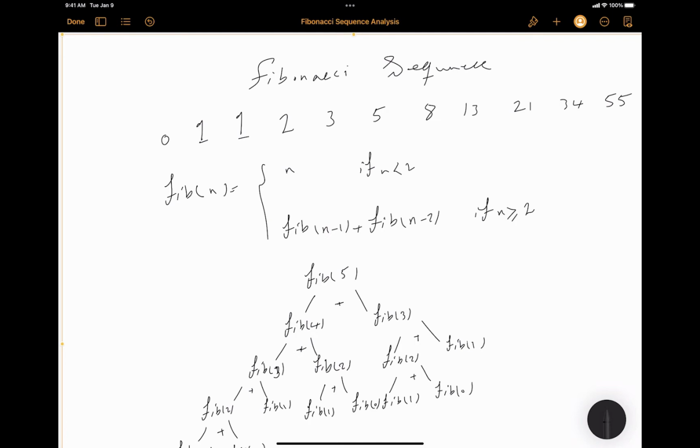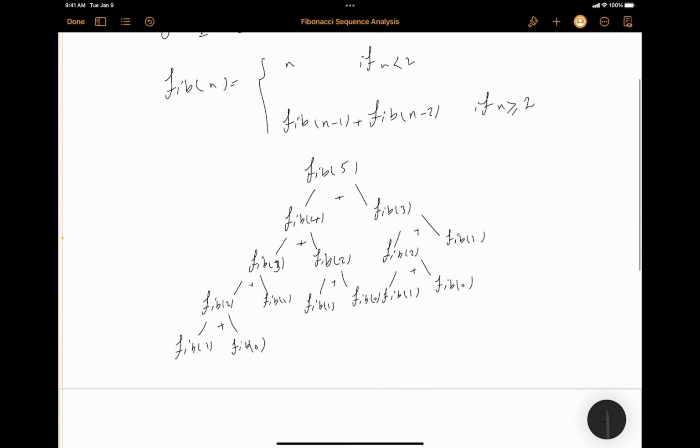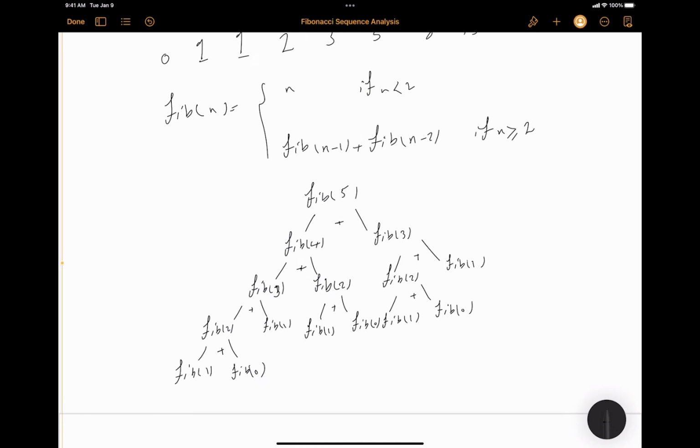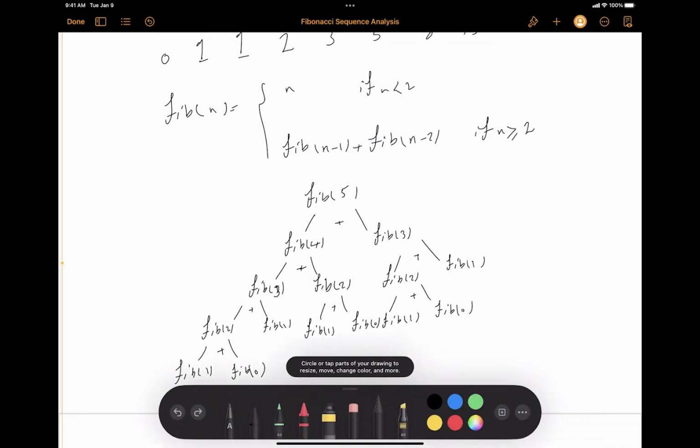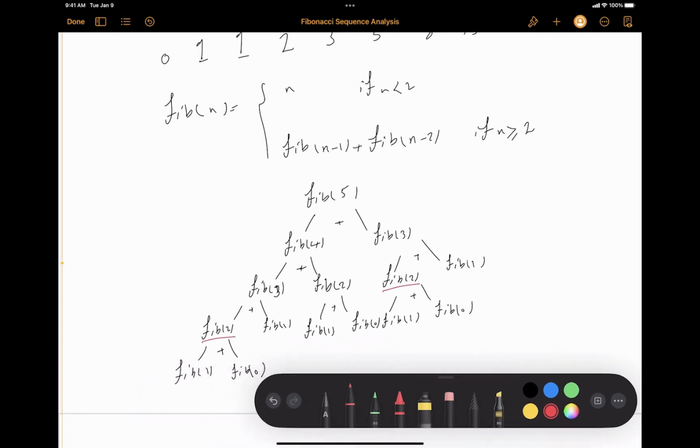Based on this definition, if we want to implement the recursive approach, the very primitive approach, that's how it's going to look. To calculate Fibonacci of 5, we need to calculate Fibonacci of 4 and Fibonacci of 3. And in order to calculate Fibonacci of 4, we again need to calculate Fibonacci of 3. Fibonacci of 3 itself needs Fibonacci of 2, and again we need to calculate Fibonacci of 2 one more time.